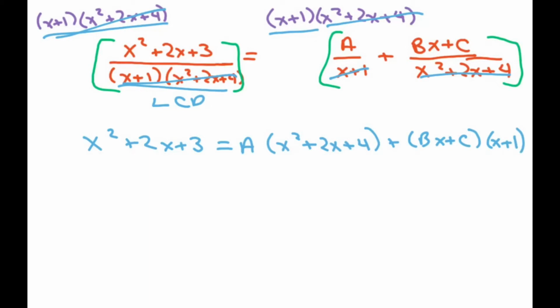Now the first thing I'm going to do is let x equal -1, because I want to cancel this out. If I plug a -1 in here, that's going to be 0, and -1 plus 1 is 0. So that cancels all that out, and I can solve for A. So I'm going to let x equal -1 and plug that in.